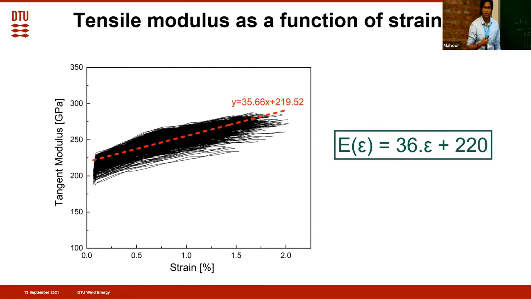The second property we needed was the modulus of the fibers. So we tried to find the tensile modulus as a function of the strain. And as you can see here for the carbon fibers, the modulus increases with the strain. So there is no particular number for that. You need to define at what strain level you want to determine the modulus of the fiber. So instead of using one modulus value, we put the modulus as a function of strain in the whole model.